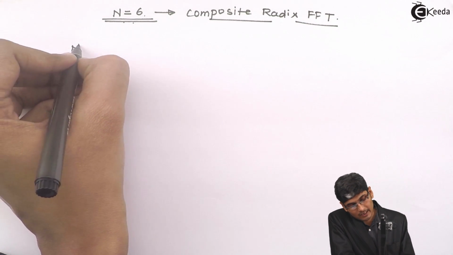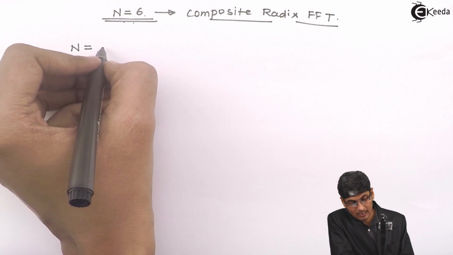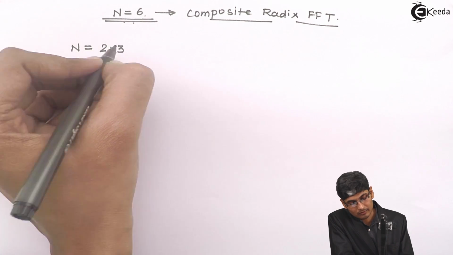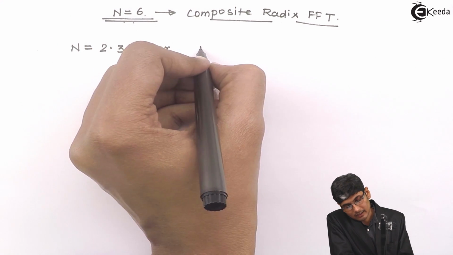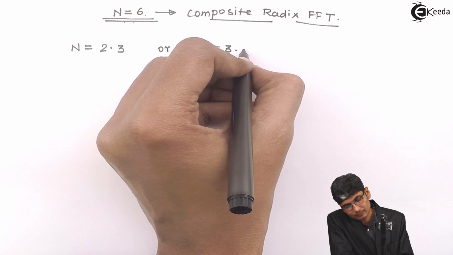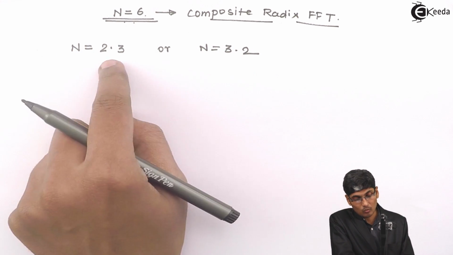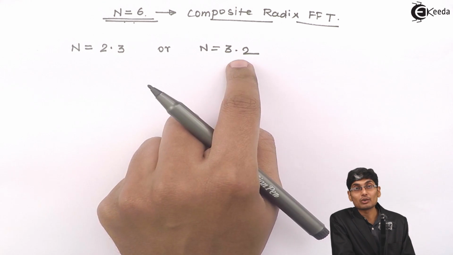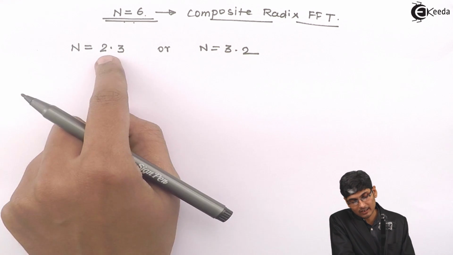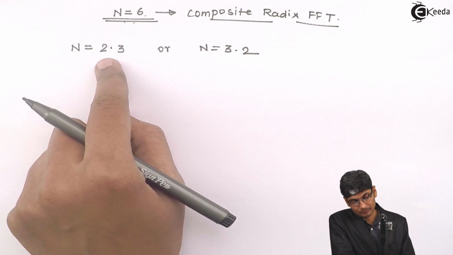So I'll divide N as, now there are two possibilities. I will divide it as 2 times 3, or I can divide N as 3 times 2. So for a given problem, I can have two solutions, one with 2 times 3 and second with 3 times 2. Let us consider 2 times 3 first.